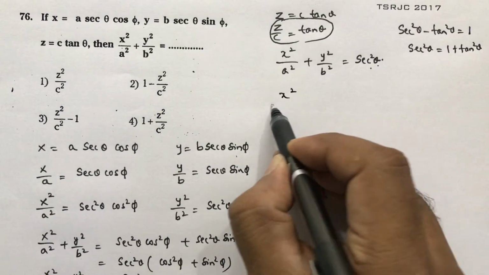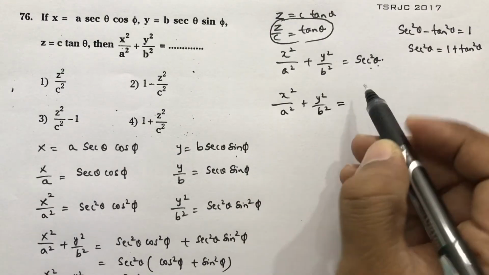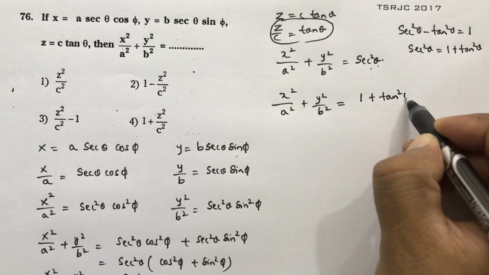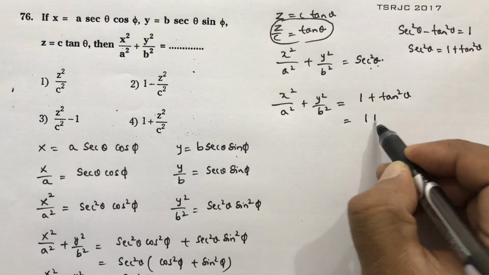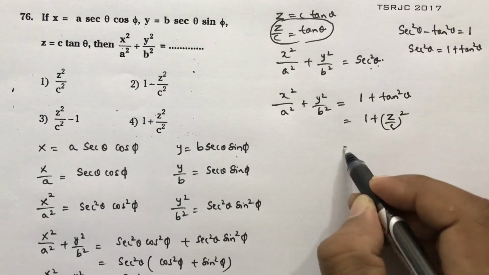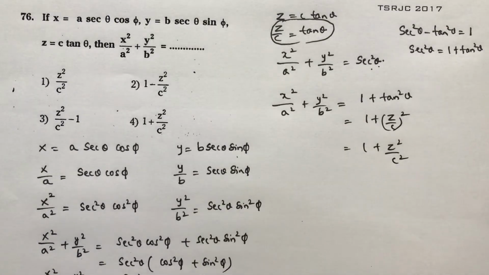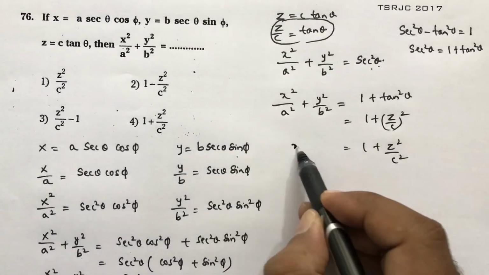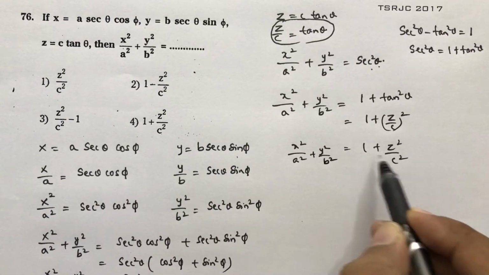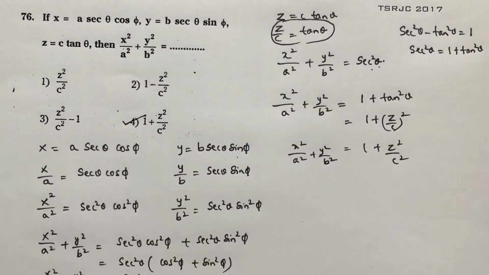So x square by a square plus y square by b square equals secant square theta, which is nothing but 1 plus tan square theta. So 1 plus tan theta whole square is z by c whole square, so 1 plus z square by c square. So the correct option for x square by a square plus y square by b square is 1 plus z square by c square. The correct option is 4.